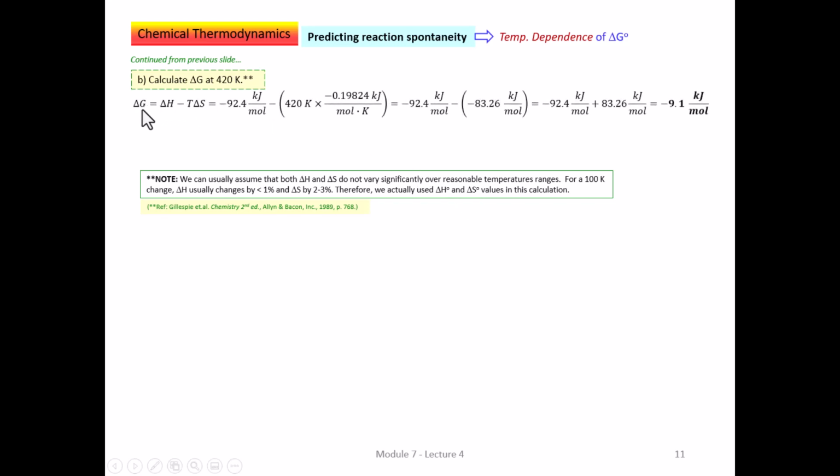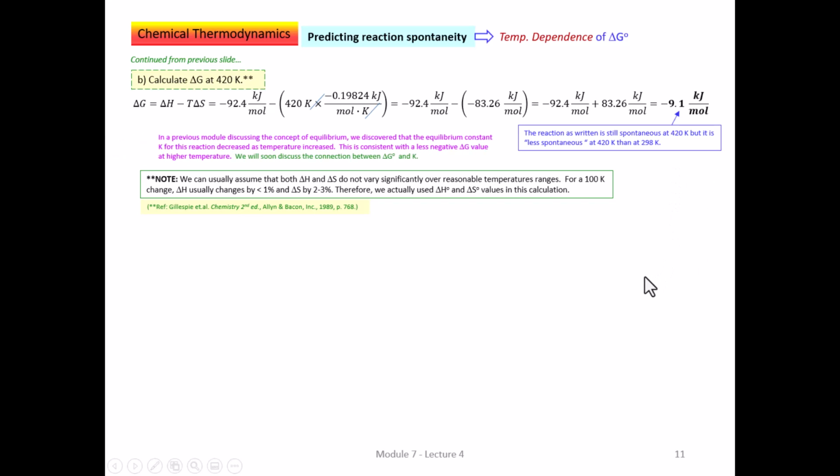So if we calculate delta G at the new temperature of 420 K, we get minus 9.1 kilojoules per mole. Well, the reaction as written here is still spontaneous at 420 K, but it's less spontaneous at 420 K than it was at 298. Delta G is less negative. That's what we would predict because this is a case 2 scenario.